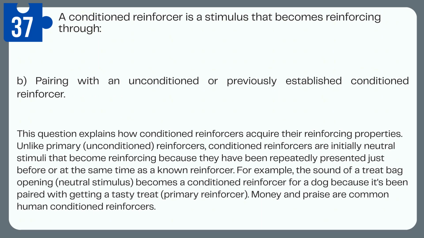Answer B. Pairing with an unconditioned or previously established conditioned reinforcer. This question explains how conditioned reinforcers acquire their reinforcing properties. Unlike primary, unconditioned reinforcers, conditioned reinforcers are initially neutral stimuli that become reinforcing because they have been repeatedly presented just before or at the same time as a known reinforcer. For example, the sound of a treat bag opening, a neutral stimulus, becomes a conditioned reinforcer for a dog because it's been paired with getting a tasty treat, a primary reinforcer. Money and praise are common human conditioned reinforcers.